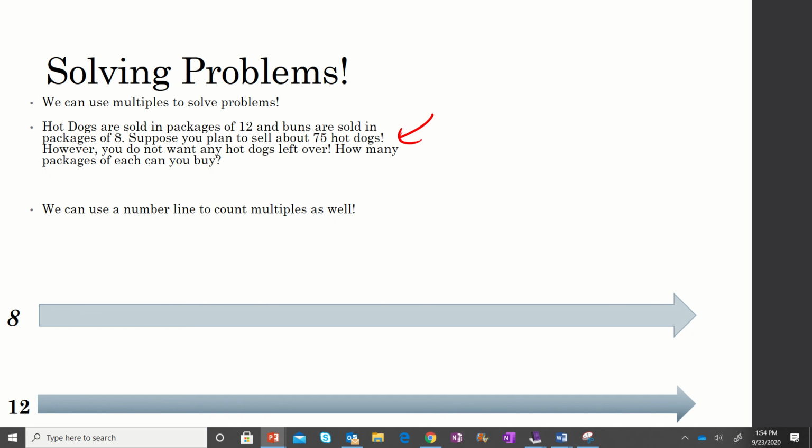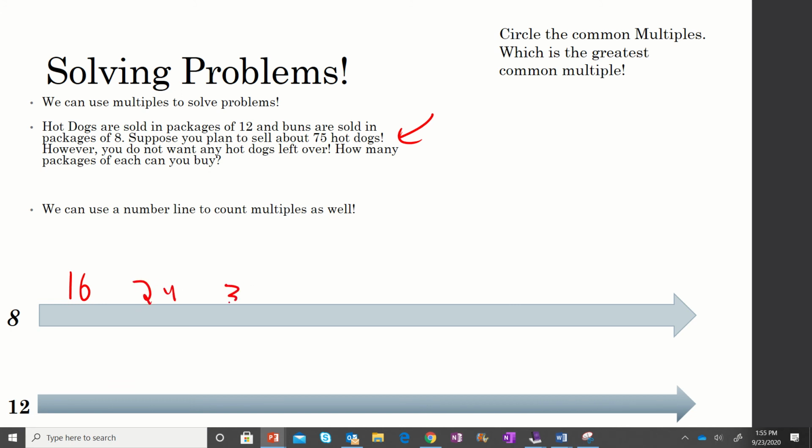I'm going to show you guys how to use a number line now, okay? So, what we're going to do is we start at 8, and then next will be 16, okay? Then next will be 24, then 32, then 40, then 48, then 56, 64, 72, and 80. Okay, so I used the number line, all right? And I counted all the way to 80 because we need to find out 75 hot dogs, okay?